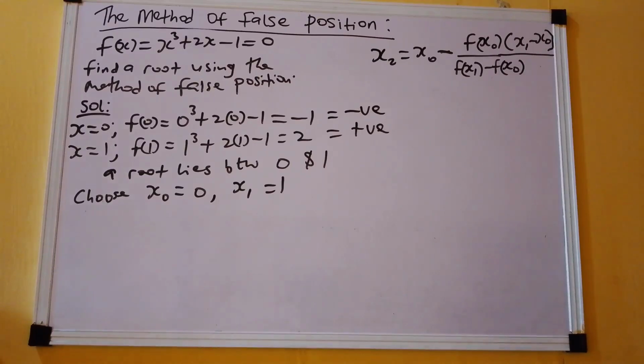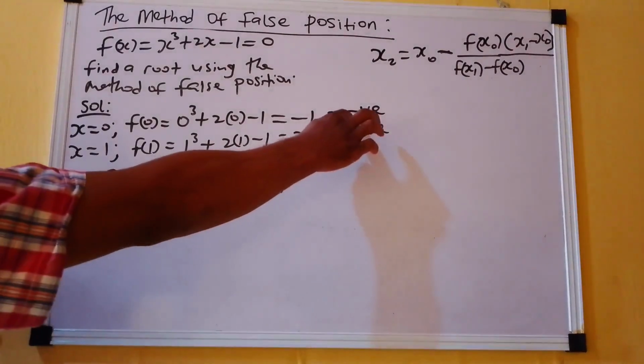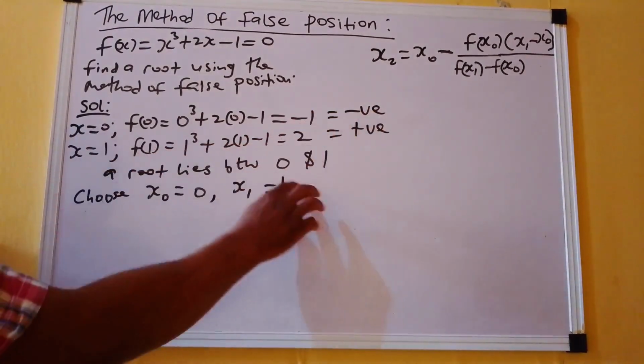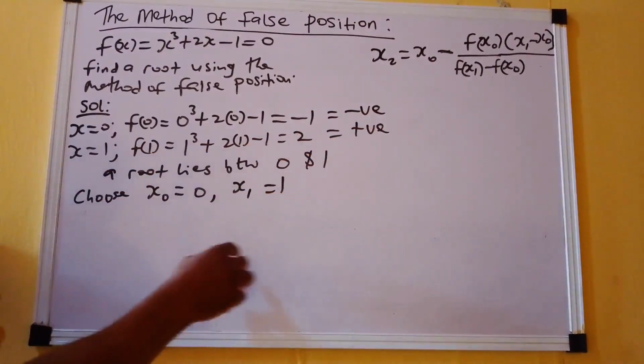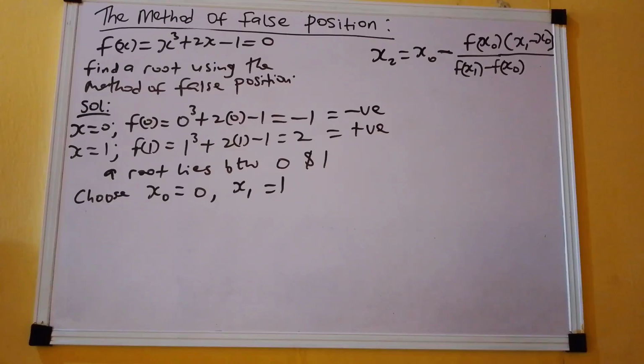This particular method of false position, using that formula, closely resembles the bisection method. So we have chosen our x naught, the root lies between 0 and 1, and this 0 is what produces the negative. F of 0 is negative. Then f of 1 is positive. So anything that has to do with x naught, f will be negative. Anything that has to do with x1, f will be positive, for us to replace.